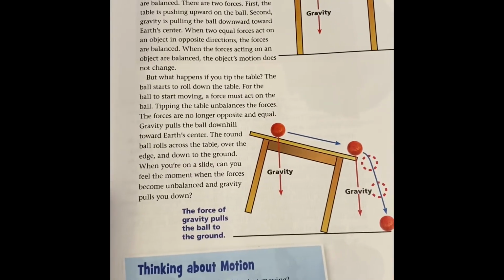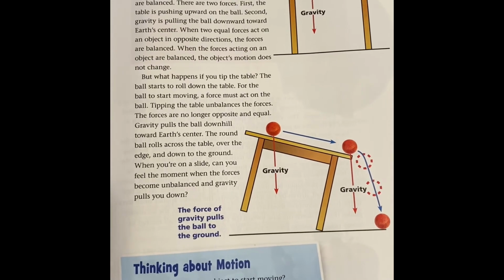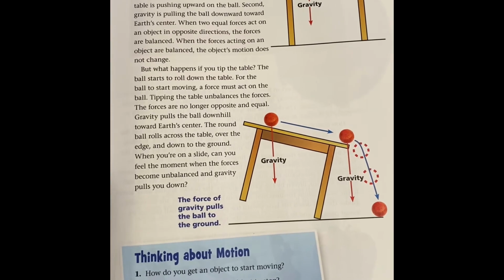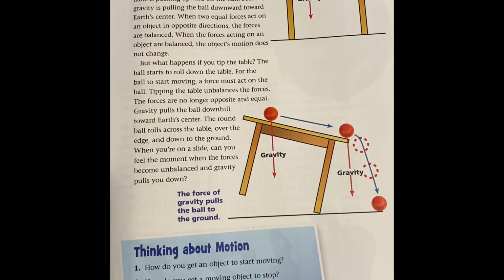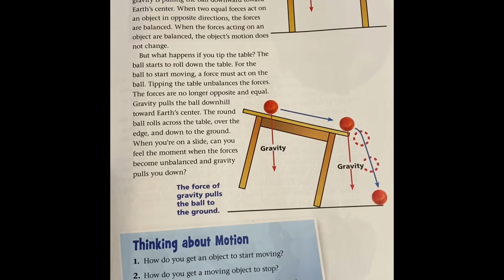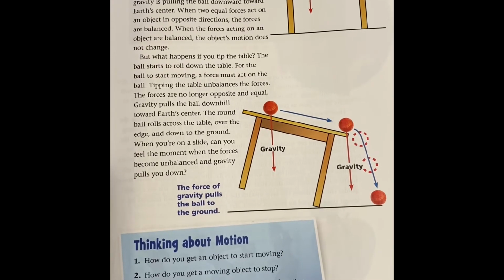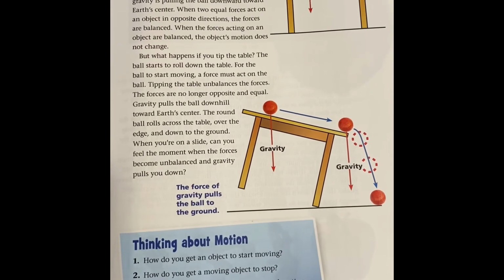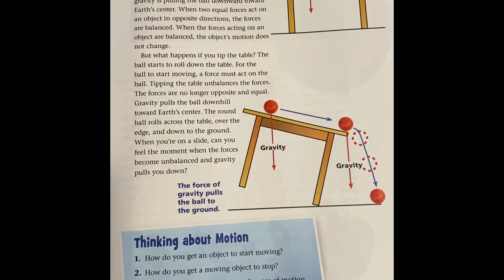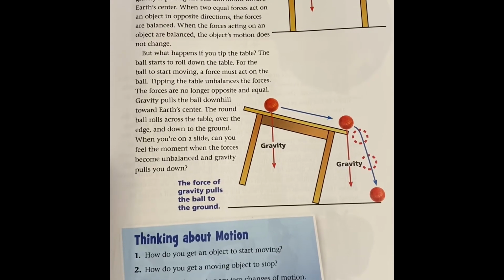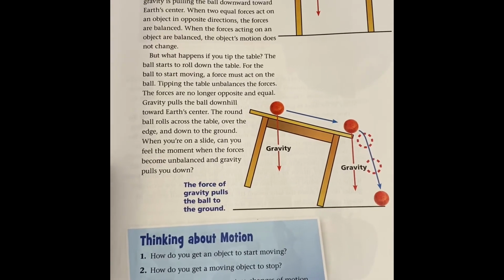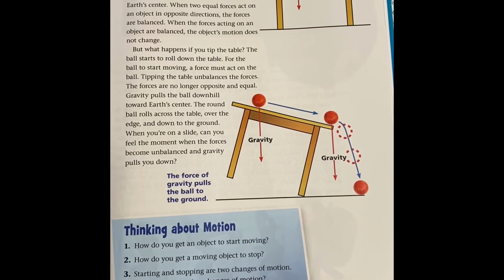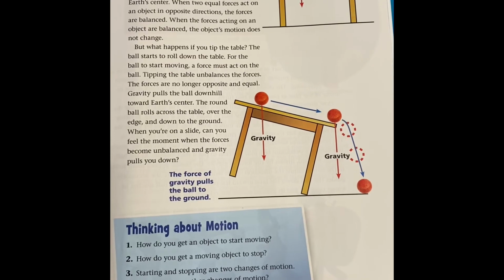If you return the ball to the flat tabletop, it will again rest there motionless. Why doesn't the ball fall to the ground? The ball doesn't move because the forces acting on it are balanced. There are two forces. First, the table is pushing upward on the ball. Second, gravity is pulling the ball downward toward Earth's center. When two equal forces act on an object in opposite directions, the forces are balanced. When the forces acting on an object are balanced, the object's motion does not change.